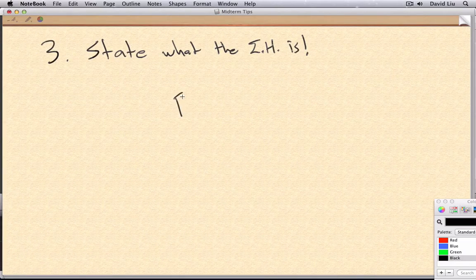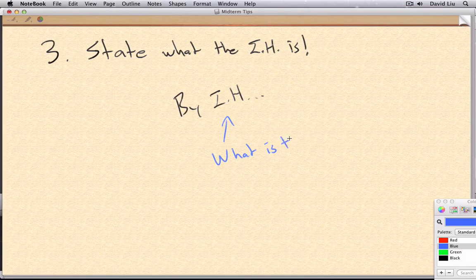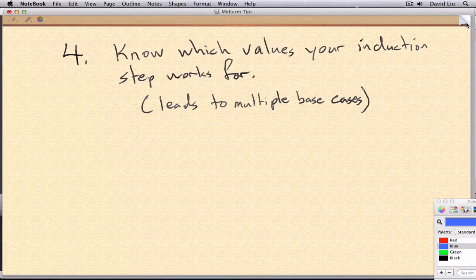Okay, some people made this mistake. They perfectly said where the induction hypothesis was used, but in their proof they never said what the induction hypothesis was. That is, they would use an assumption, the induction hypothesis, without actually saying what the assumption was. This makes your proofs extremely unclear.